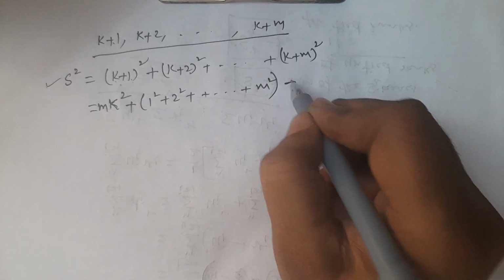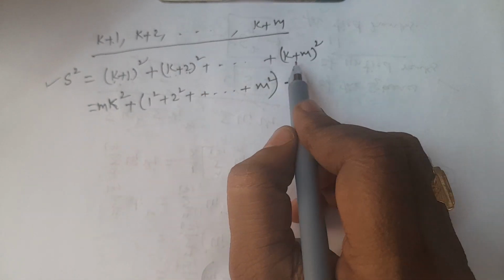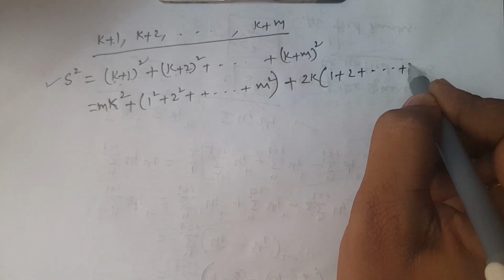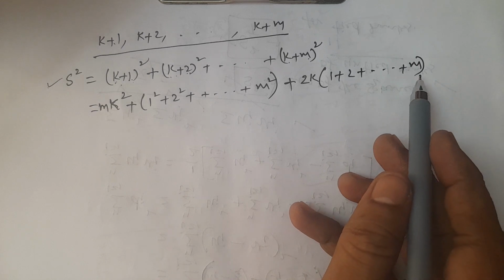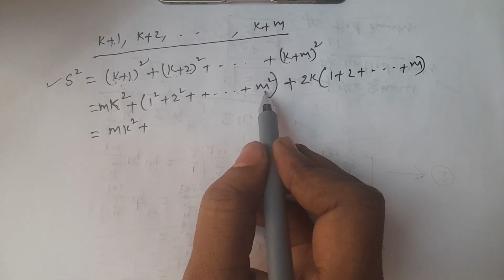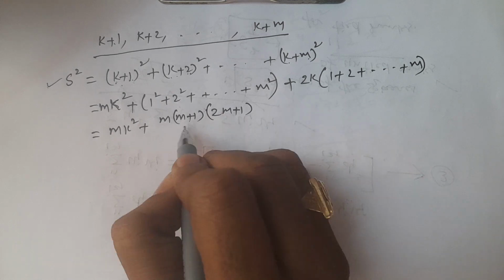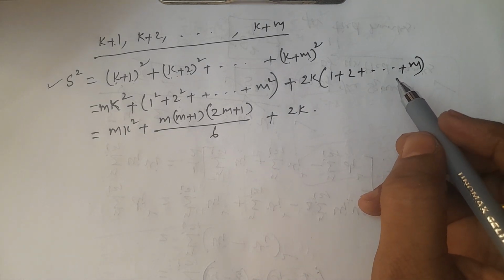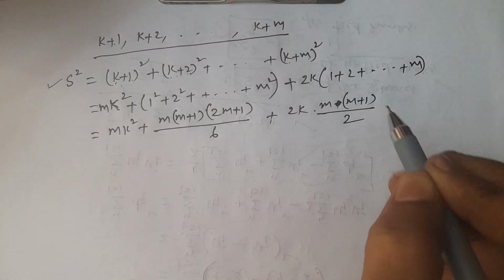m square, plus the 2ab terms: 2 into 1 into k, 2 into 2 into k, and so on, 2 into m into k. We can take 2k common, since k is there in all the terms, multiplied by 1 plus 2 plus and so on plus m. So therefore it is m k square plus the sum of the squares of the first m natural numbers, which is m into m plus 1 into 2m plus 1 divided by 6. Clear? Plus 2k into the sum of the first m natural numbers, that is m into m plus 1 by 2. So 2 will get cancelled.